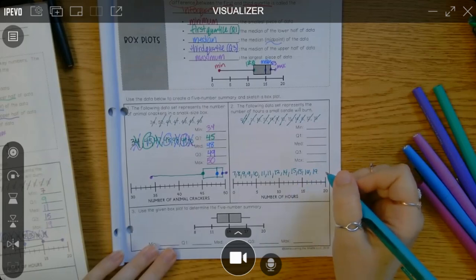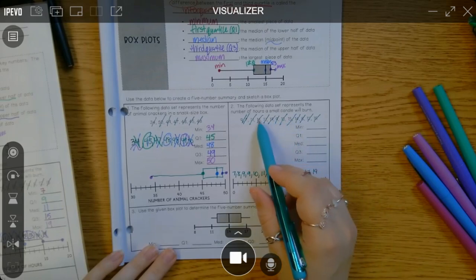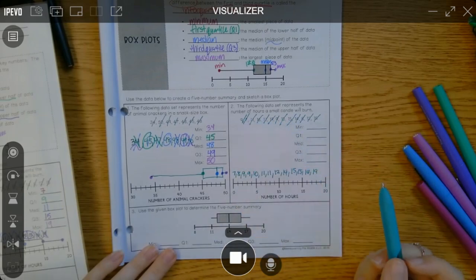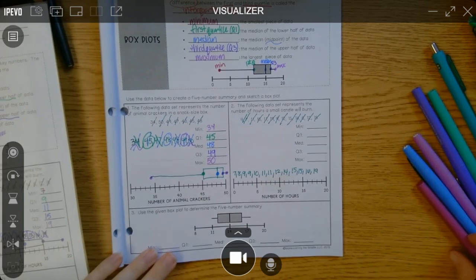If I were you, I'd always double check and count. 1, 2, 3, 4, 5, 6, 7, 8, 9, 10, 11, 12, 13 numbers in your data set. Did you write them all down? 13 numbers. Because if you don't write them all down, then you're obviously not going to get the correct median.